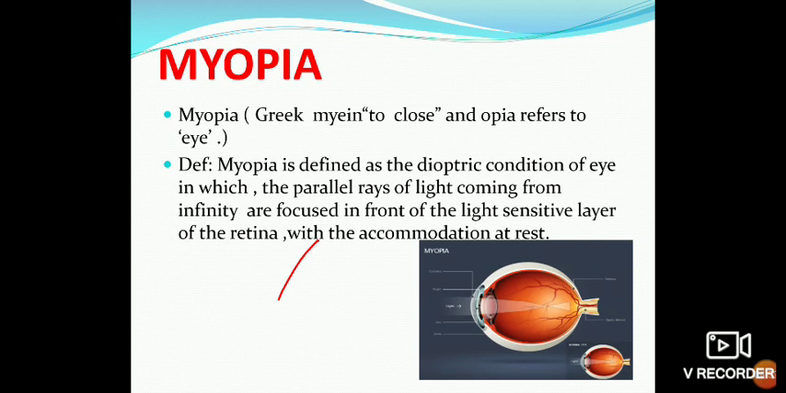They see things blur, or the distant object is seen by them as a blur. That's why they are called myopes. Okay, so what is the definition of myopia?